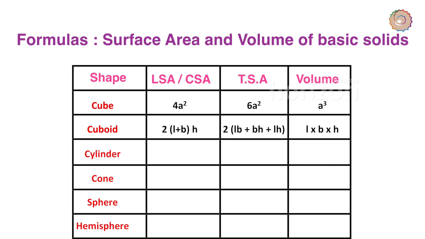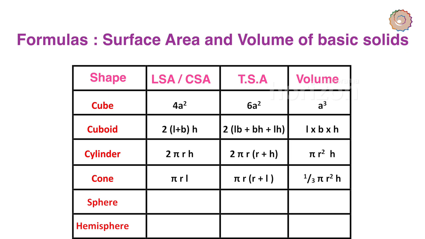Now, for a cylinder, curved surface area is 2 pi RH and the total surface area is 2 pi R into (R plus H), and while the volume is pi into R square into H. Now, for the case of a cone, curved surface area is pi RL and the total surface area is pi R into (R plus L). Now, what about the volume? Volume is 1 by 3 pi R square into H.